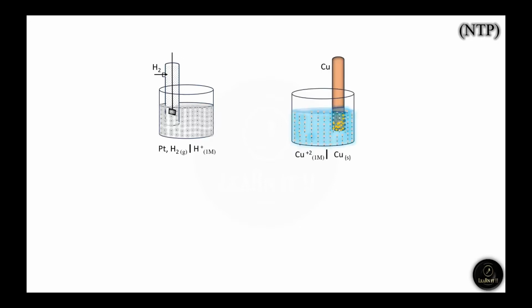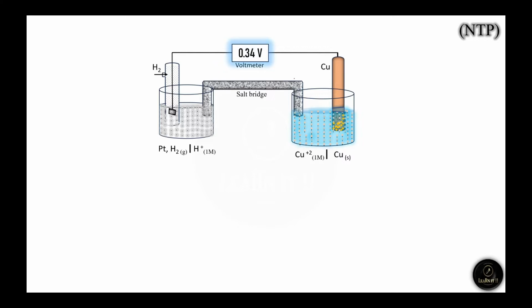So as before, we measure it by using the standard hydrogen electrode. So we take the copper electrode and connect it with the standard hydrogen electrode. Here the platinum wire of the standard hydrogen electrode is connected to copper by an external wire. In between them the voltmeter is placed. The circuit is not complete because these solutions are not in contact, so that's why we use the salt bridge. At this time the voltmeter shows a reading of 0.34 volt.